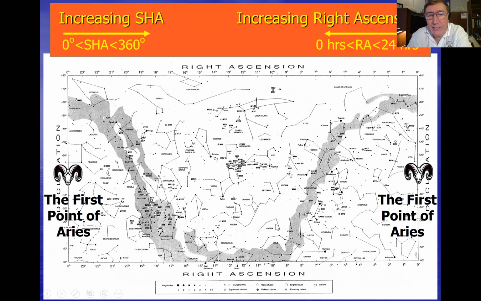I mean, the first point of Aries here and the first point of Aries here, it's the same thing. But what they do is they count to the left rather than to the right. But let's not worry about the way they do it. So this is what we're going to do: we're going to measure it this way.